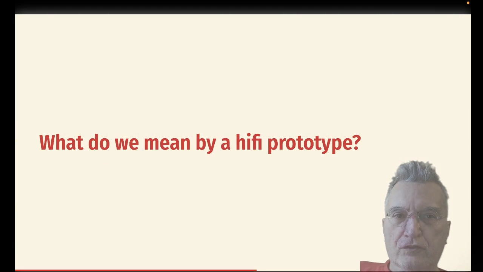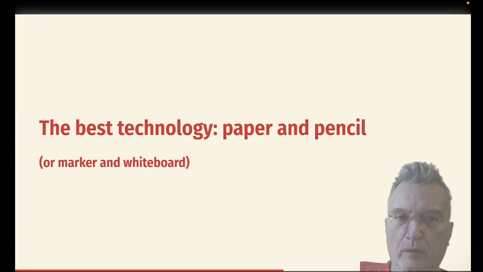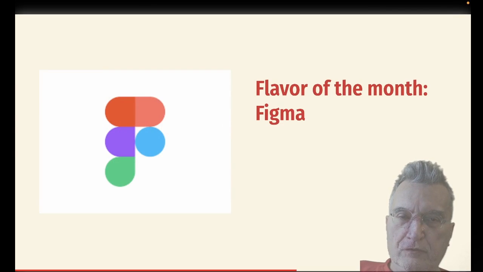So that brings up the question, what do we mean by a hi-fi prototype? Well, here are two examples that illustrate the kinds of details that we should see in hi-fi prototypes: animations and transitions with exact timings. Now, what technology do you use to produce these prototypes? Well, the best technology has always been paper and pencil, or marker and whiteboard, so you'd better get used to it, and you may as well get good at it, because you'll be doing it a lot. But the flavor of the month is definitely Figma for designers.